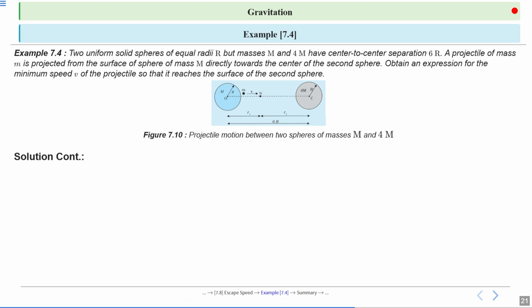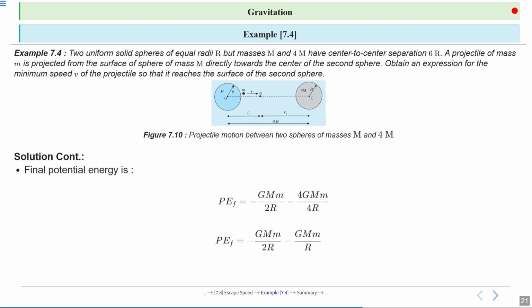So now let's look at the final potential energy of the system. The formula for potential energy between two masses gives minus GMm divided by 2r minus 4GMm divided by 4r. So solving this, you will get PEf is equal to minus GMm divided by 2r minus GMm divided by r.